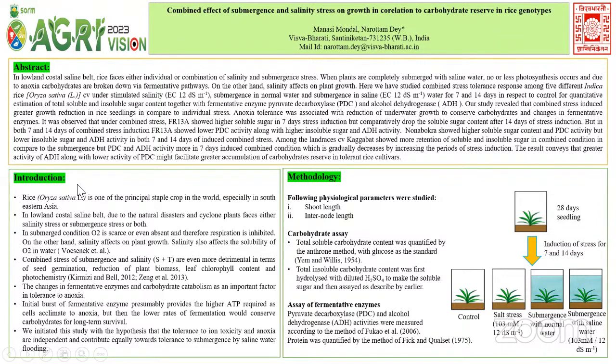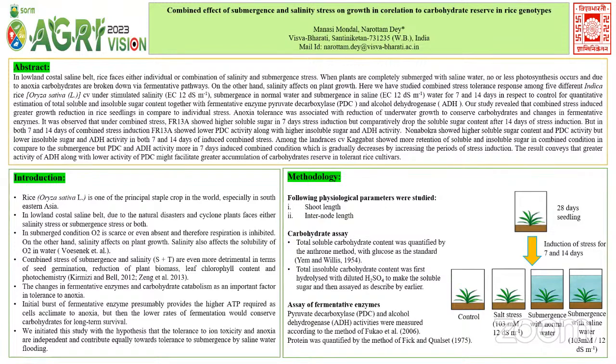First, the introduction. We all know that rice is one of the principal staple crops in the world, especially in Southeast Asia. In the lowland coastal saline belt, plants face either salinity stress or submergence stress individually, or both. In submerged conditions, the oxygen concentration in water is lower or absent, so respiration of the plant is inhibited. On the other hand, salinity affects plant growth. It is also reported that salinity affects oxygen solubility in water. So combined stress is more detrimental in terms of plant germination, reduction of plant biomass, chlorophyll content, and photochemistry also.